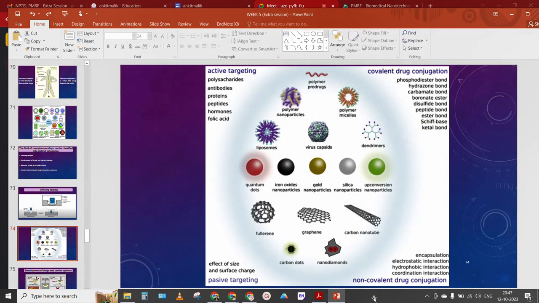This also we have discussed in the last session, so we're not going to discuss this. These are the different types of effective targeting, covalent conjugation, and different types of nanoparticles.